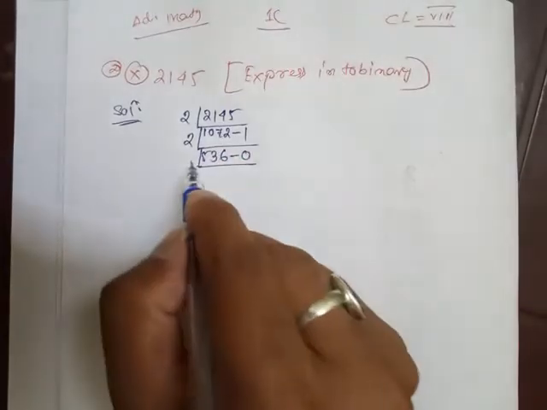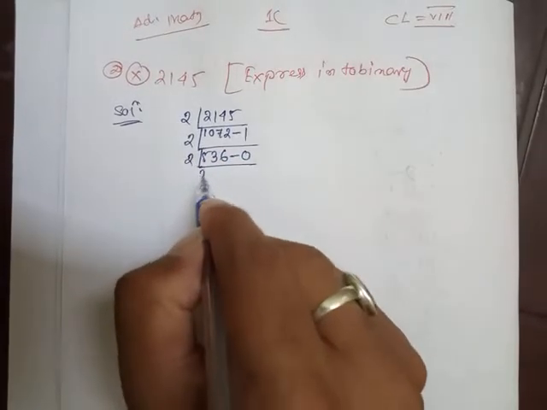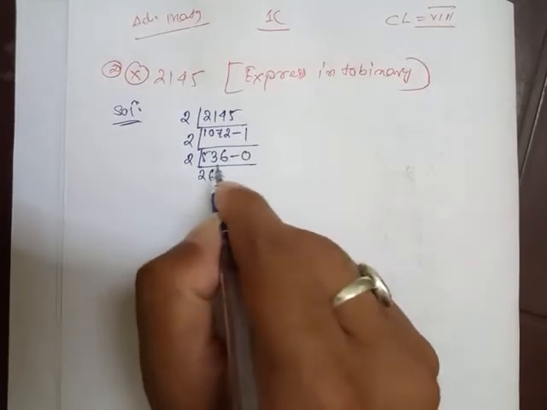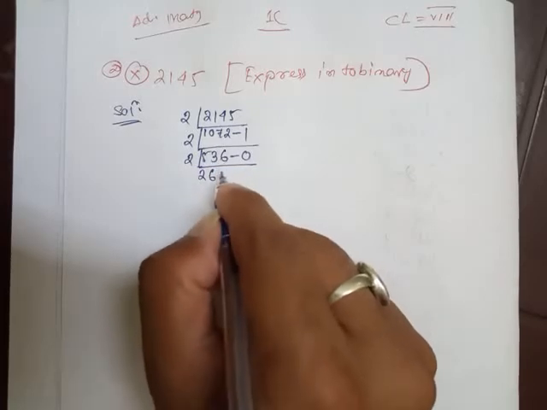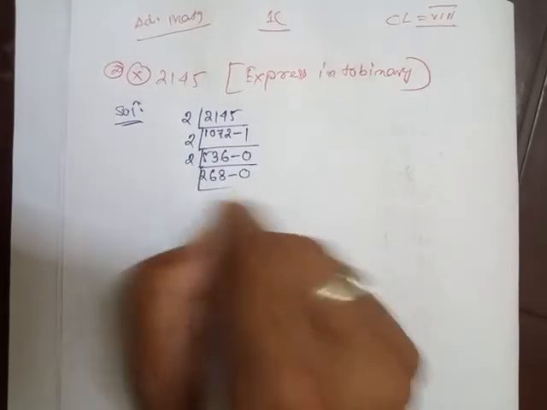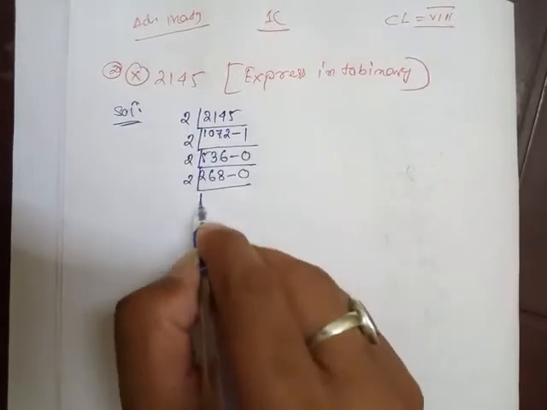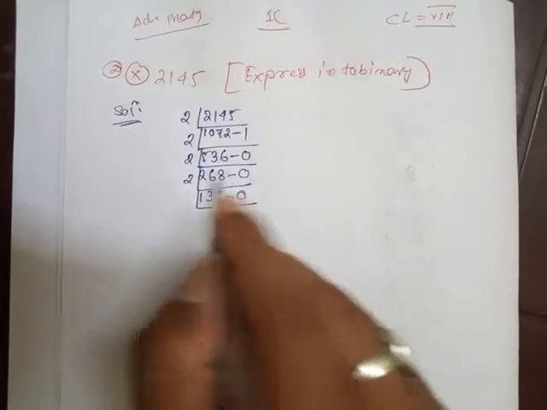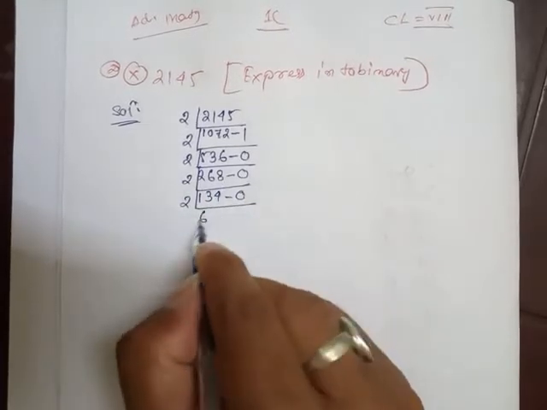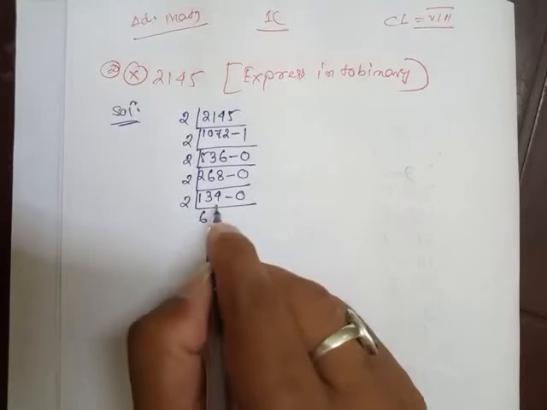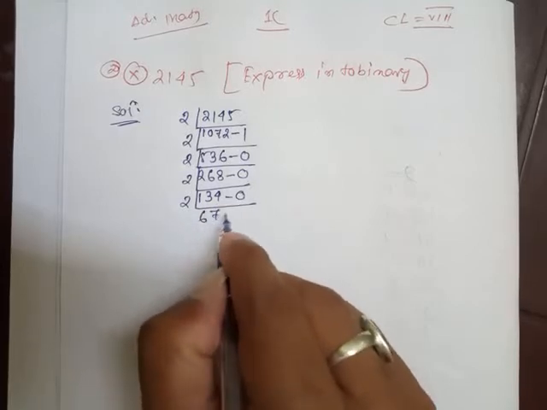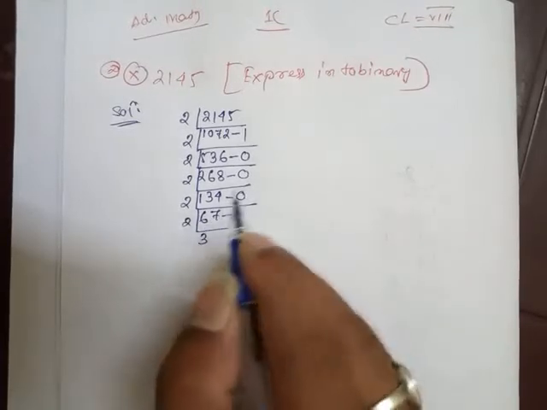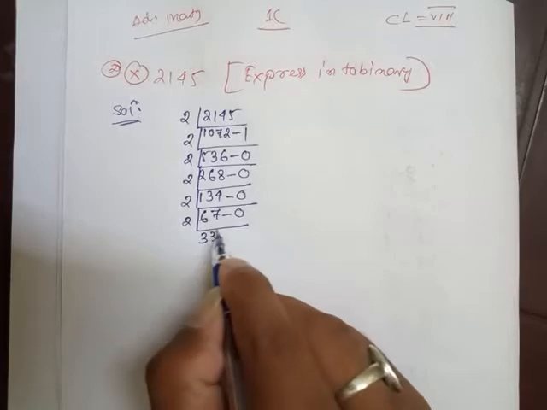Then again divide by 2, 2 2s are 4, 5 minus 4 is 1, then 13, so 6 2s are 12, 1 and then 16, 8 2s are 16, remainder is 0 again. Now divide by 2, 2 1s are 2, 3 2s are 6, 4 2s are 8, remainder is 0. Now again divide by 2, 6 2s are 12, 13 minus 12 is 1, then 14, 7 2s are 14, remainder is 0. Now divide by 2 again, 3 2s are 6, and here again 3 2s are 6, remainder is 1.